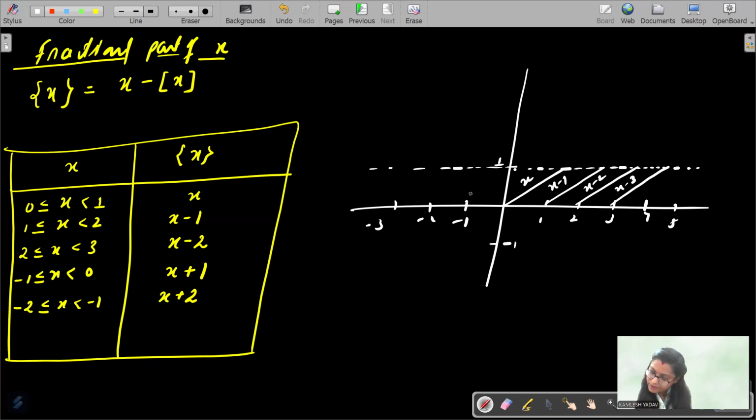Okay, now for this side. So this is x plus 1 and next one is x plus 2 and so on. Okay, so this is the graph of fractional part of x.